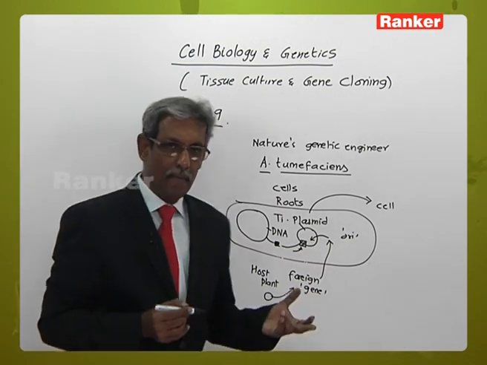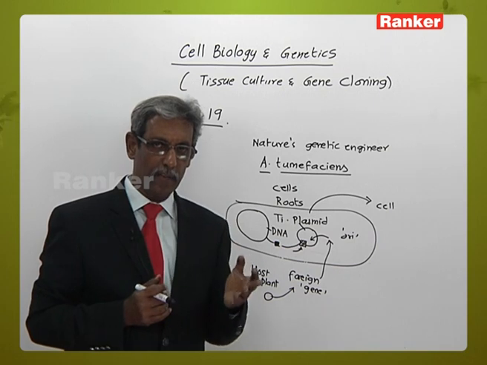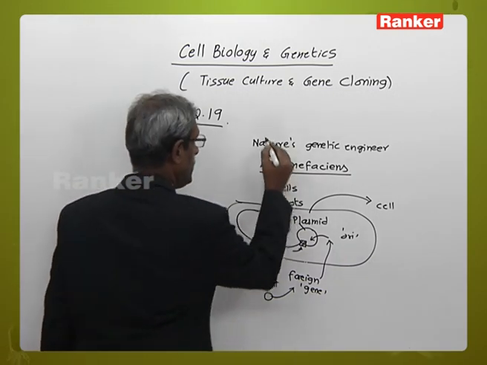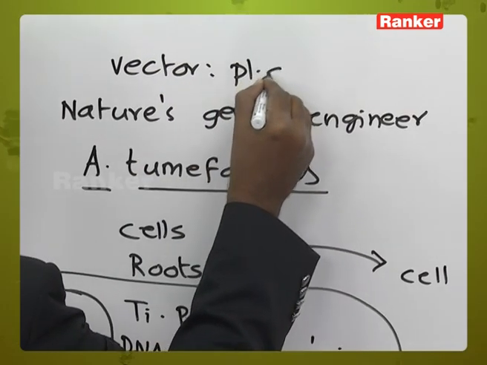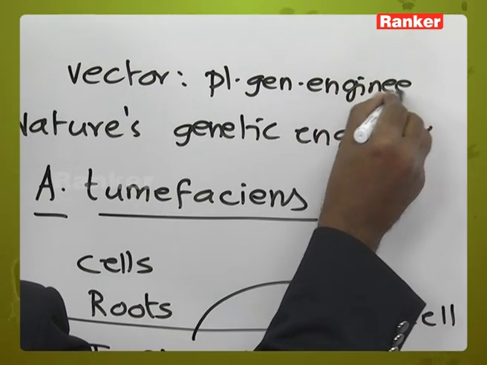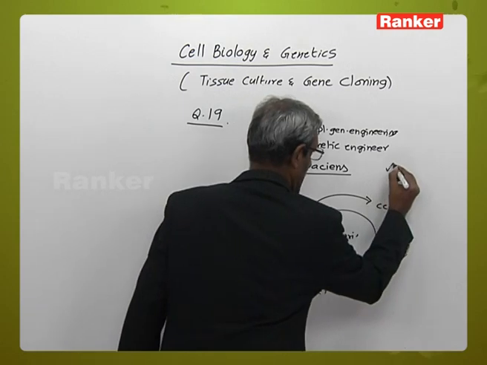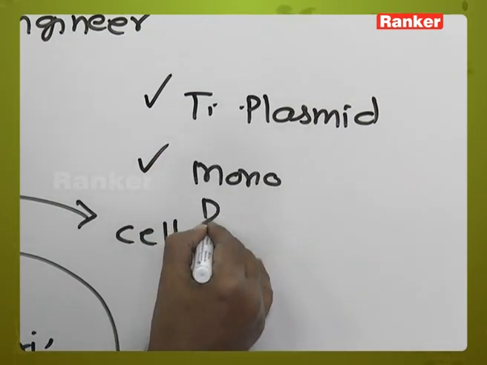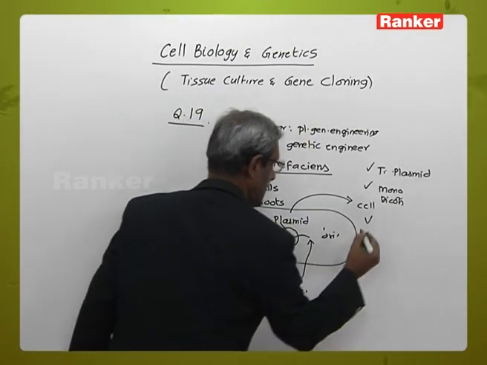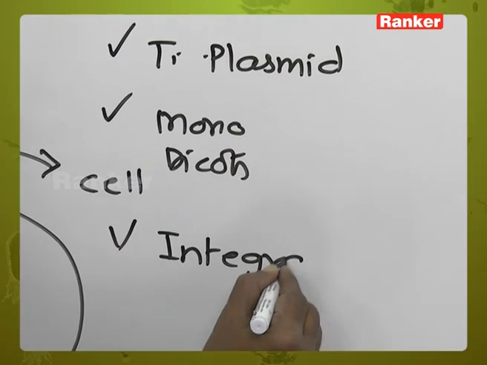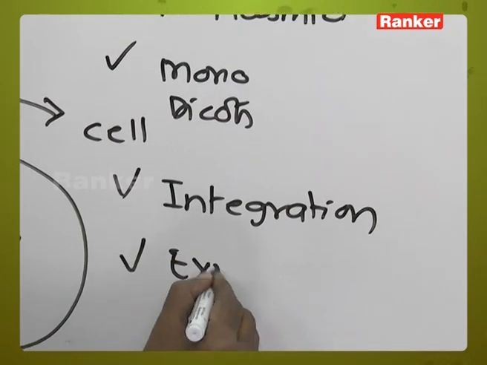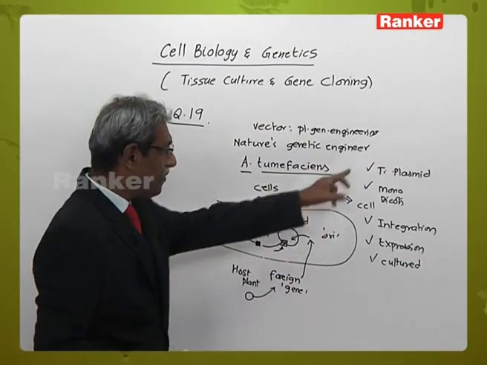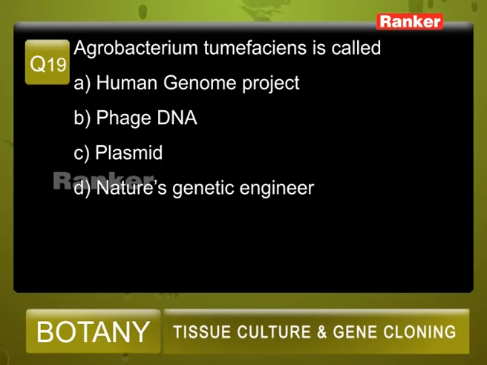Somewhere in the 1980s, the start of recombinant DNA technology, plant biotechnology, or primarily gene cloning, began with Agrobacterium tumefaciens. This is the most suitable vector for plant genetic engineering, due to the presence of the Ti plasmid, its association with both monocots and dicots, and because the Ti plasmid can easily integrate the foreign DNA, which can again easily be expressed, and it can also be cultured. So these are the reasons you call it nature's genetic engineer, and the answer is D.